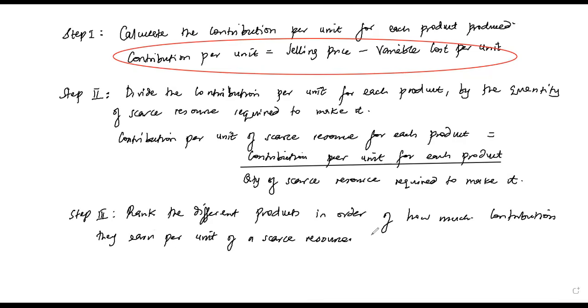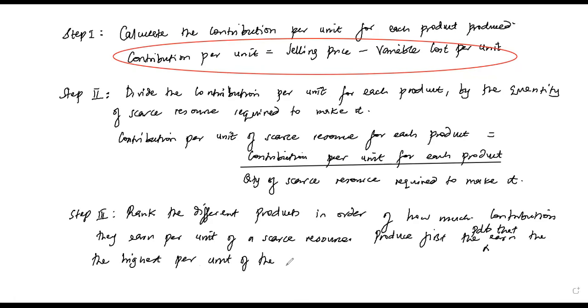Now, after ranking, we produce first the products that earn the highest contribution per unit of the limiting factor or the scarce resource, subject to the constraint of maximum demand.